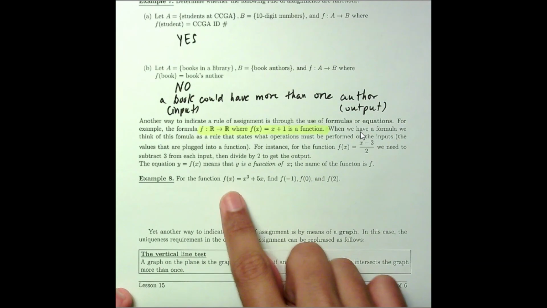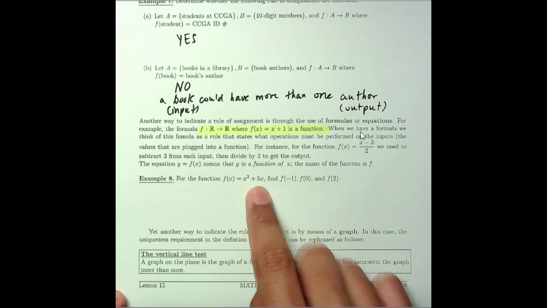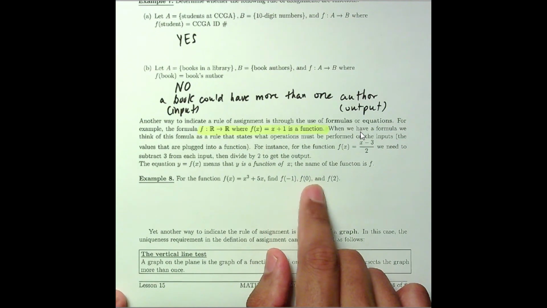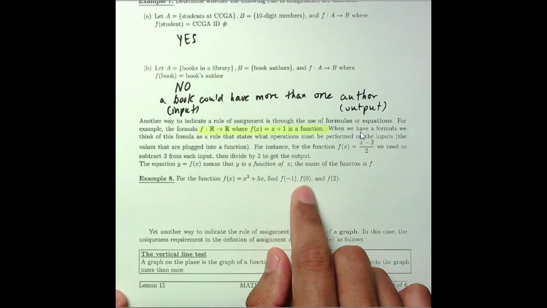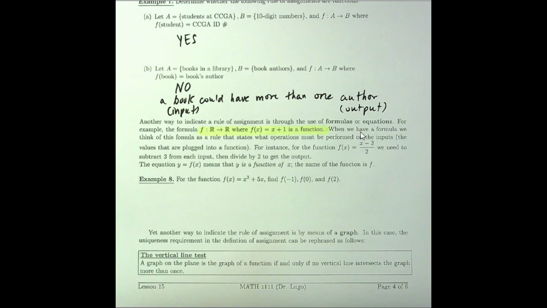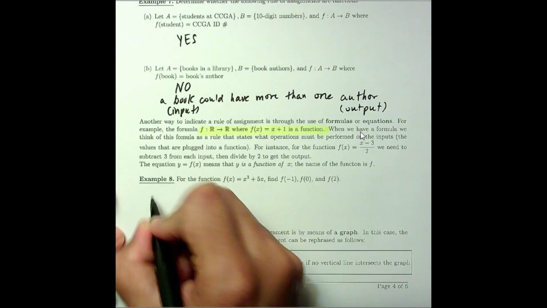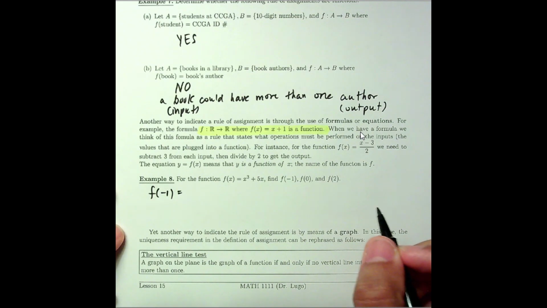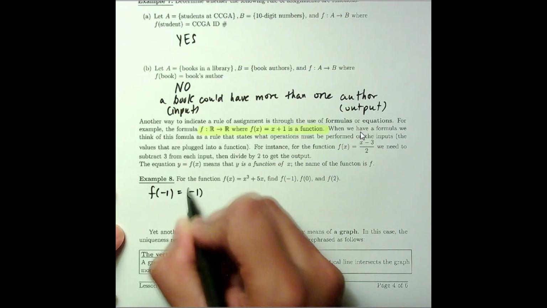Suppose I give you a function, the function being f of x equals x cubed plus 5x, and ask you to find what are the outputs when the inputs are -1, 0, and 2. Or in other words, find f of -1, f of 0, and f of 2. All you have to do is plug those numbers in. So to figure out f of -1, we plug in -1 in the formula. Instead of x, I write -1.